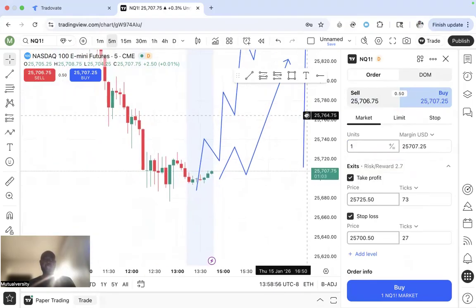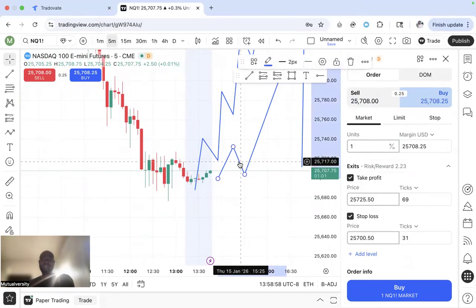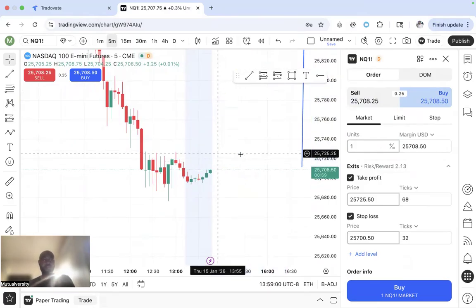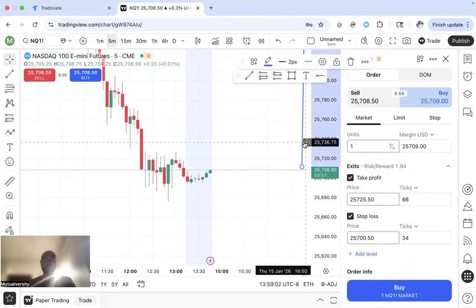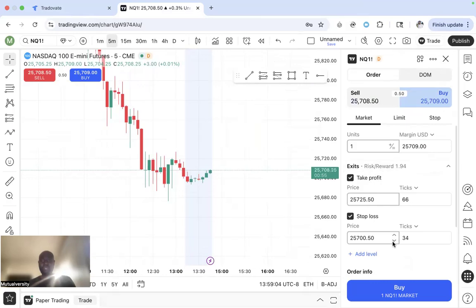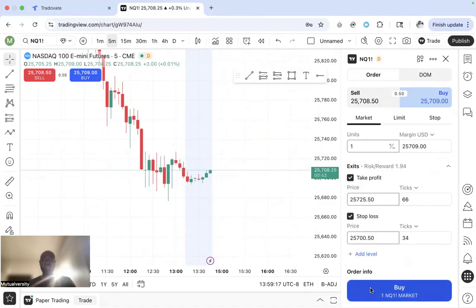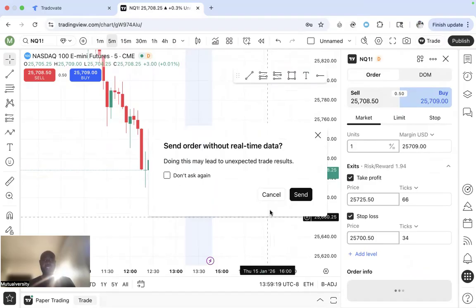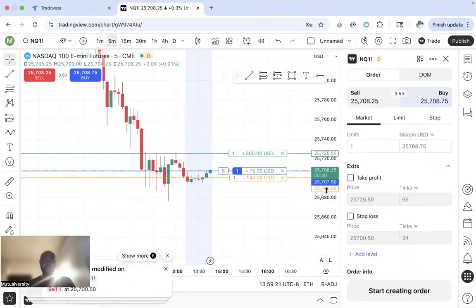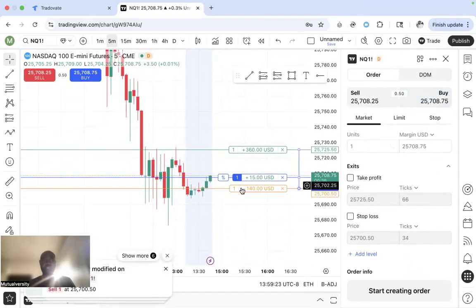If I press buy right now, let me remove this. If I press buy right now, it's gonna enter me because this is market. Market does not show anything, but limit will show you your take profit and your stop loss. But market will just enter you wherever price is currently. So this is market. It has entered me. It shows my stop loss.